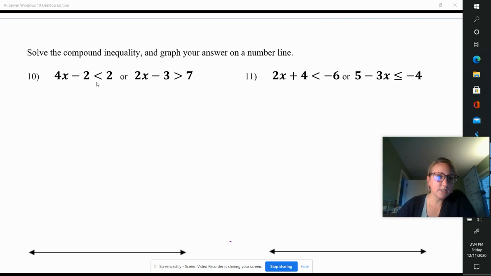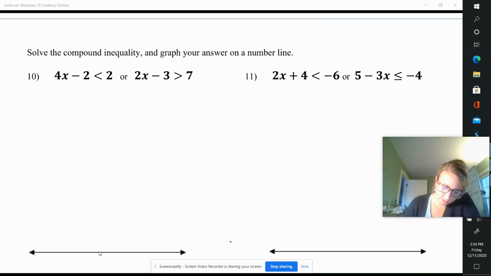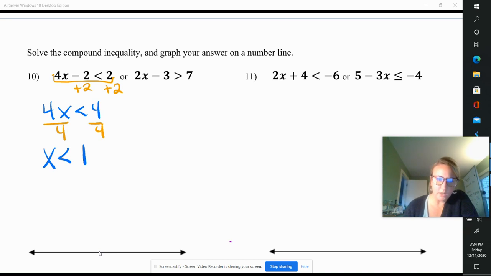For or inequalities, we're going to solve them separately. So it's really just 2 inequalities in one problem because we're also going to graph them separately. So for 10, let's start with the left inequality first. I'm subtracting 2, so I want to add 2. Four times x, so I want to divide both sides by 4. So one part of the inequality is x can be less than 1.